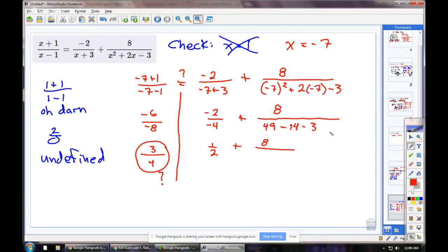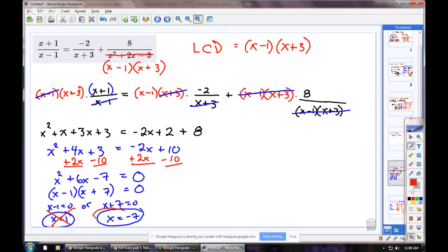Let's see. 49 minus 14 is going to be what? 35? 35 minus 3 is 32. And 8 goes into 32, so that's 1/2 plus 1/4. Yep, 1/2 plus 1/4 is definitely 3/4. Check. We have one single solution here. Again, you can have one, none, two, or more. It all depends. We checked.